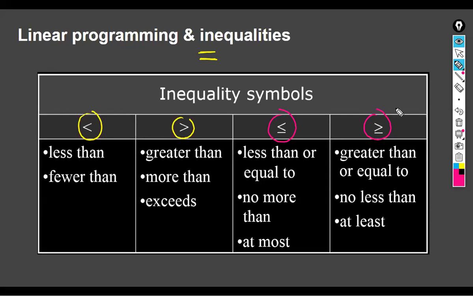Whenever you have to draw a graph today, and the symbol has the little extra line underneath, you see the ones circled in pink, it has to be a solid line. If it's just regular less than or greater than, without the extra line underneath, it has to be a dashed line.